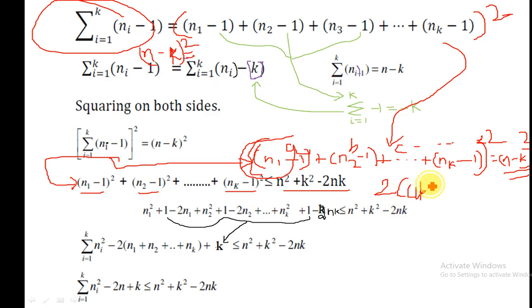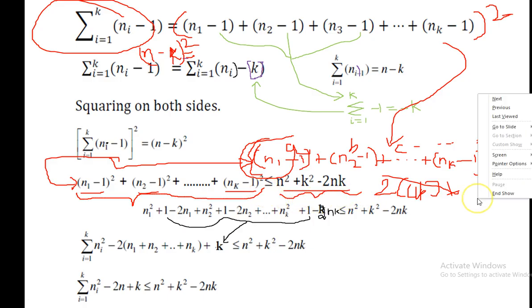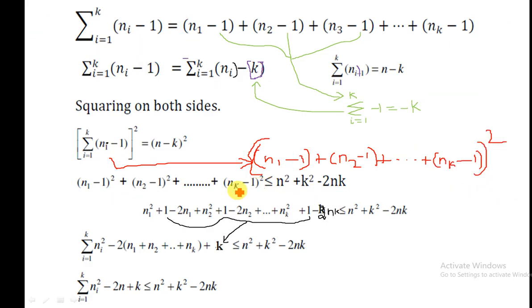2AB, 2BC and so on, what happened? This value may be less than or equal to this value, because N minus K whole square is the fixed value. Am I right? But I want to eliminate those values. That's why I put less than or equal to, because I remove some of the values from the left hand side. That's why this value is less than or equal to N square plus K square minus 2NK.